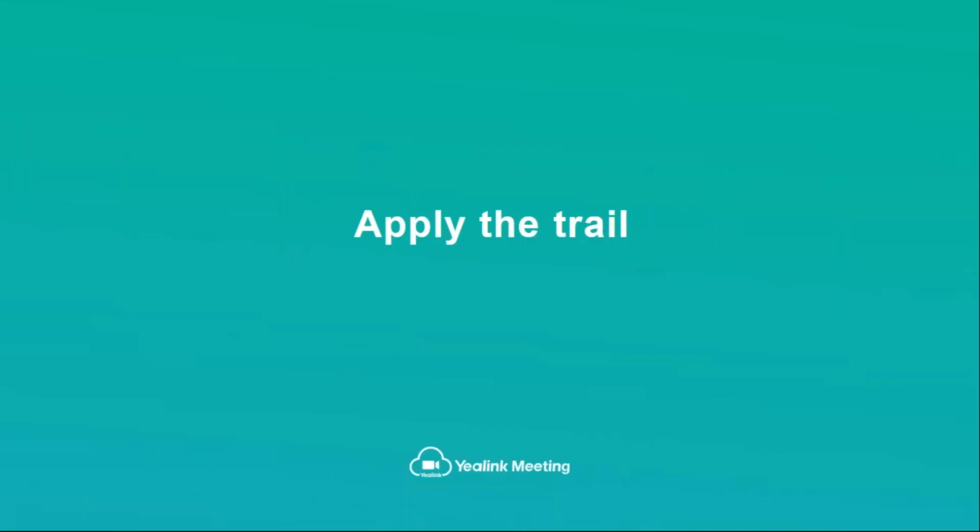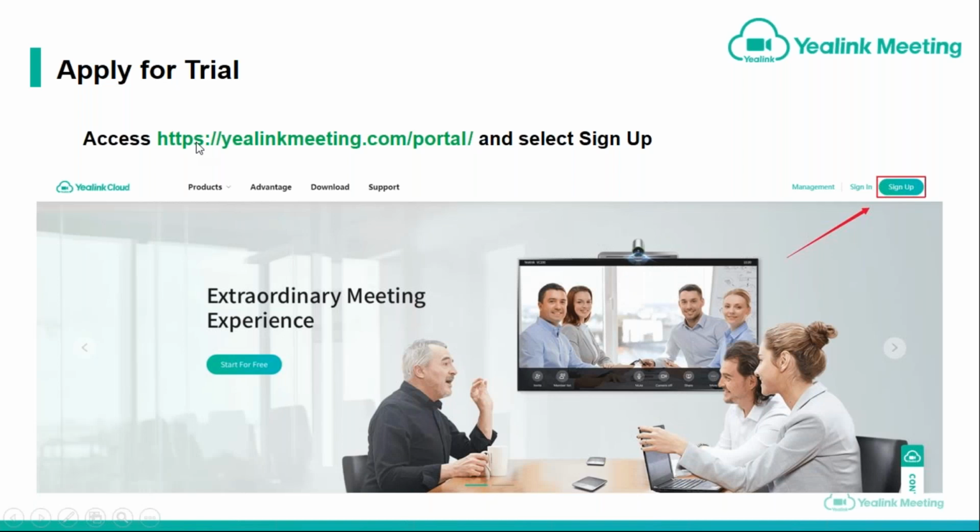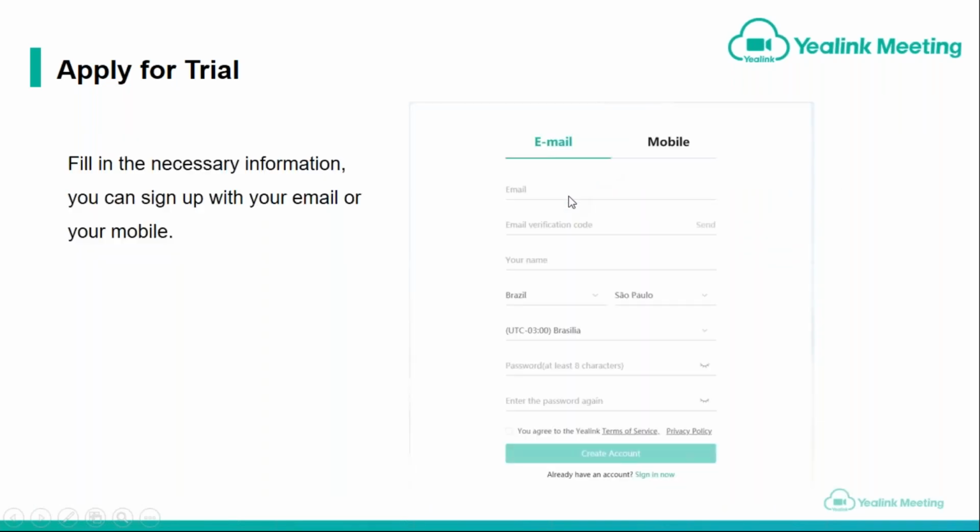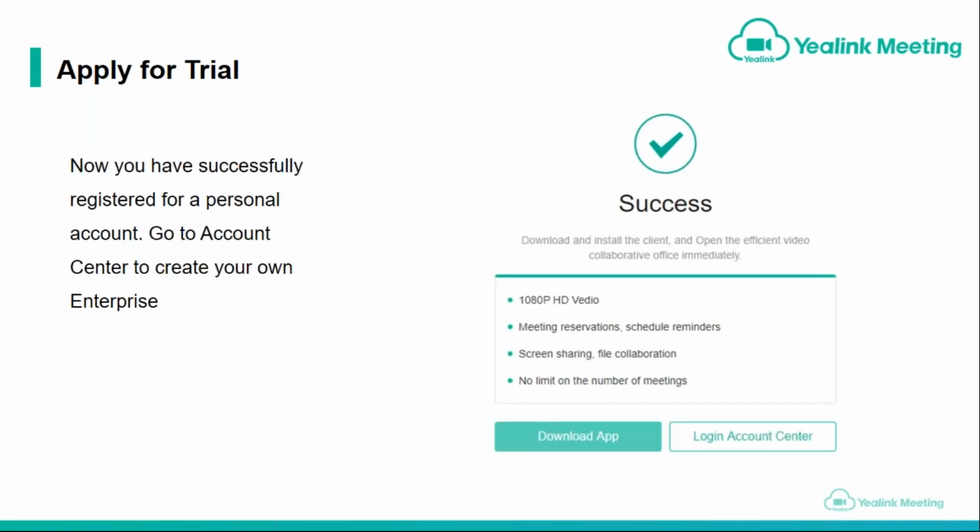Okay, let's see how to apply for the trial. First, yealinkmeeting.com is our global website, and you can click sign up here. For the registration, you need to fill in this form. We support sign up with your email or your mobile phone number. Now you have successfully registered for a personal account.